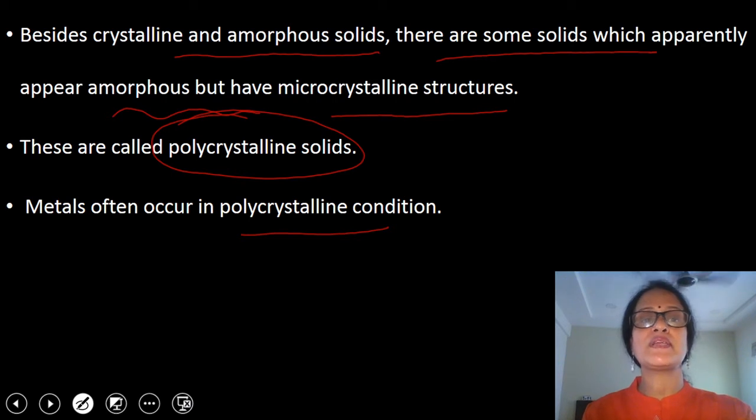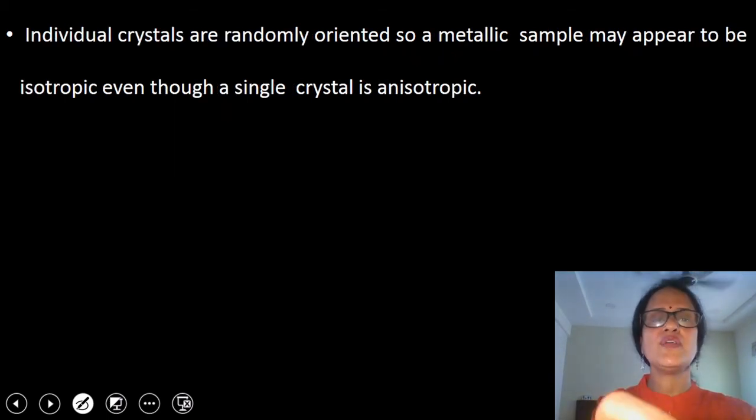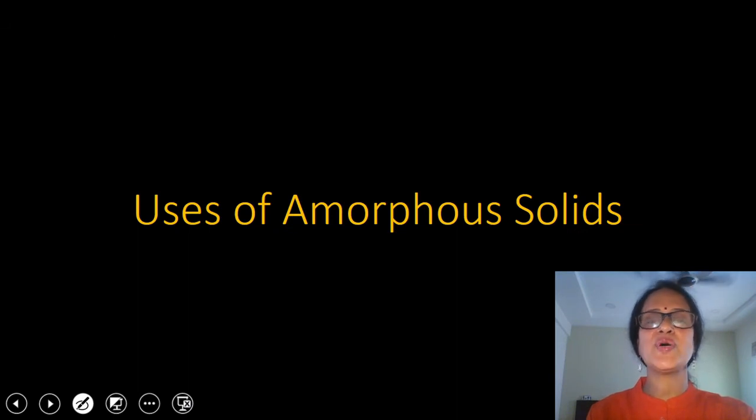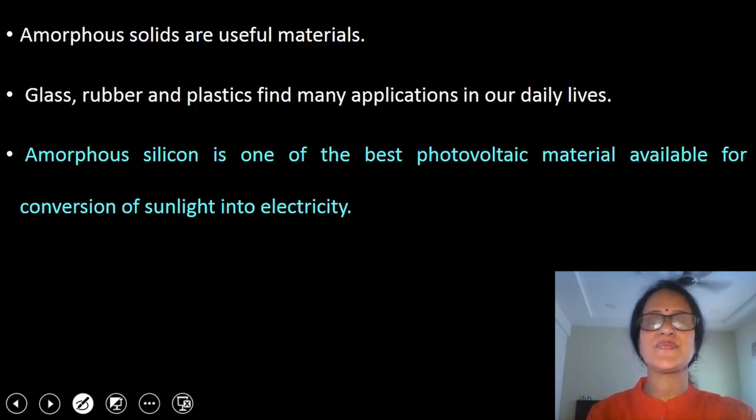So what are polycrystalline solids? They look like amorphous solids but they have microcrystalline structures. Individual crystals are randomly oriented. So a metallic sample may appear to be isotropic just like amorphous solids, even though a single crystal is anisotropic just like crystalline solids. Now we will learn about uses of amorphous solids.